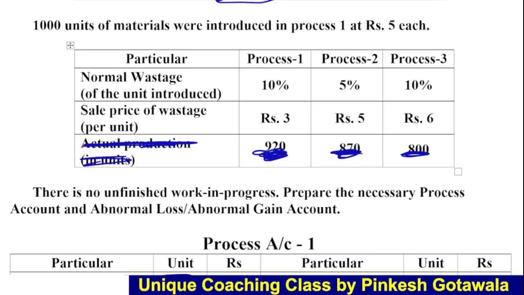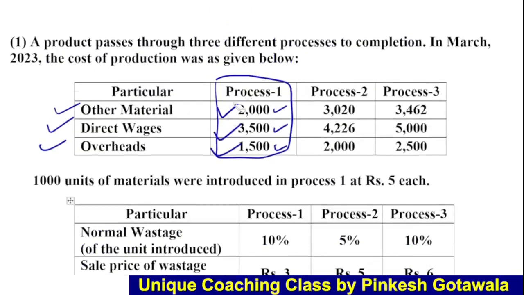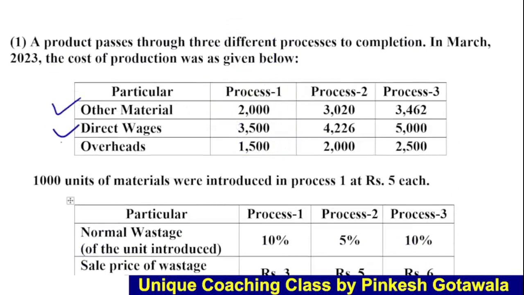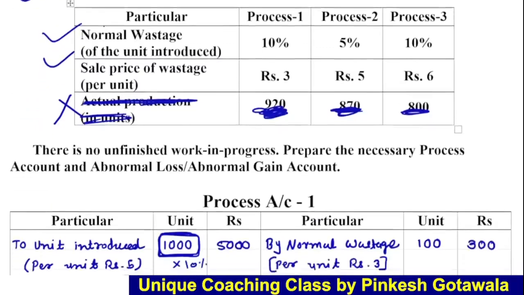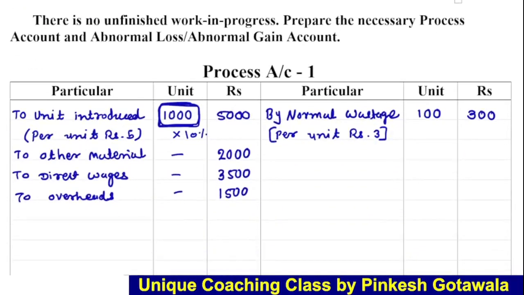Okay, in the second table only the normal wastage and sales price are given, and only this information is not given. Then it's a very simple and easy sum, like we solved the first sum. Just close this account.